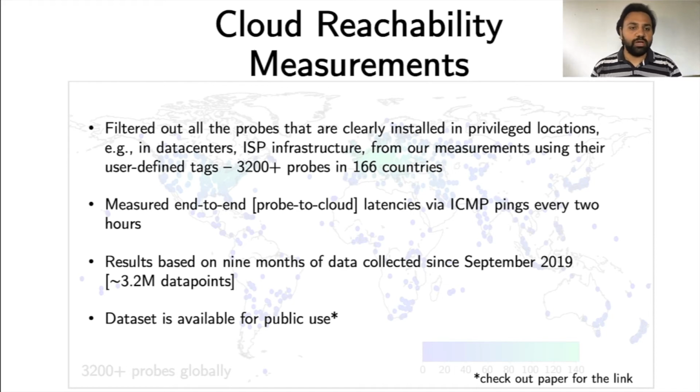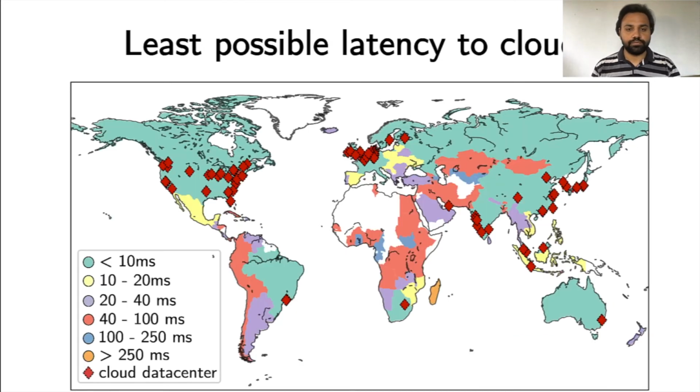For our experiments, we measure end-to-end latencies between the probes and the data centers by ICMP pings that repeat every 2 hours. All measurements have been ongoing since September 2019, and in this work, we draw results from 9 months of data collection. Our dataset spanning several gigabytes is available for public use. Please refer to the paper or the end of the talk for the link.